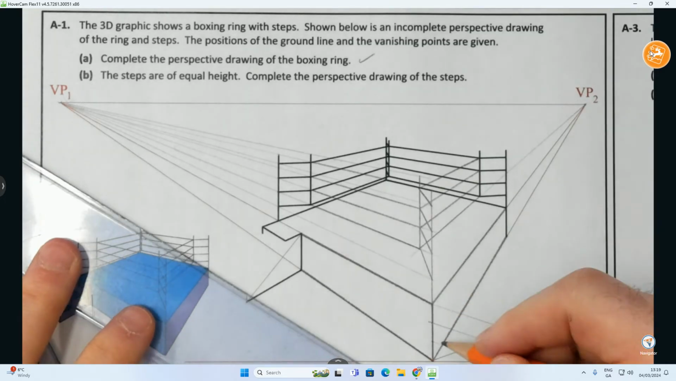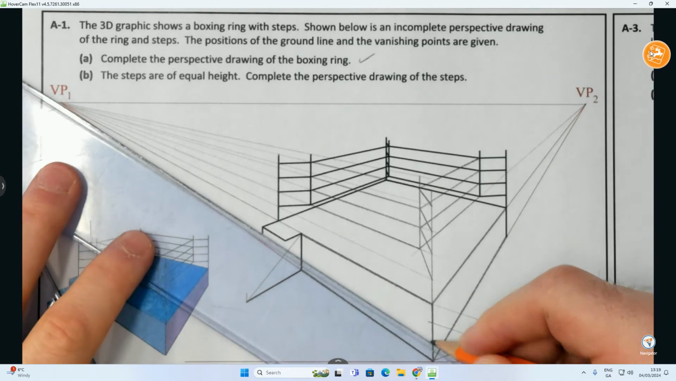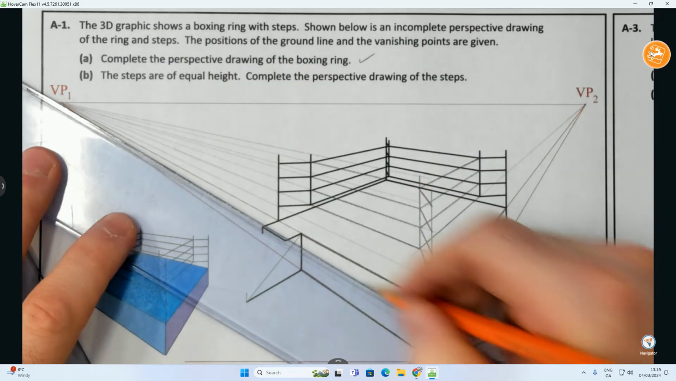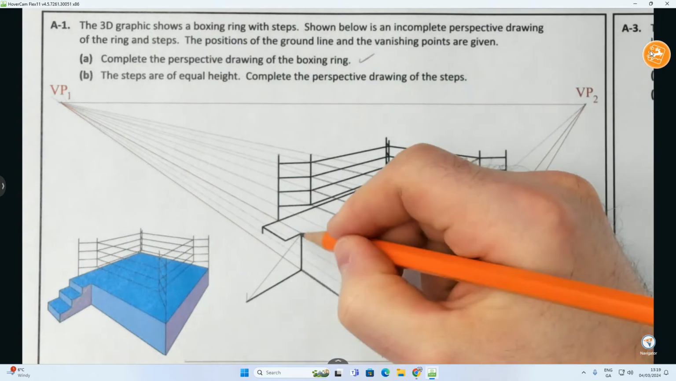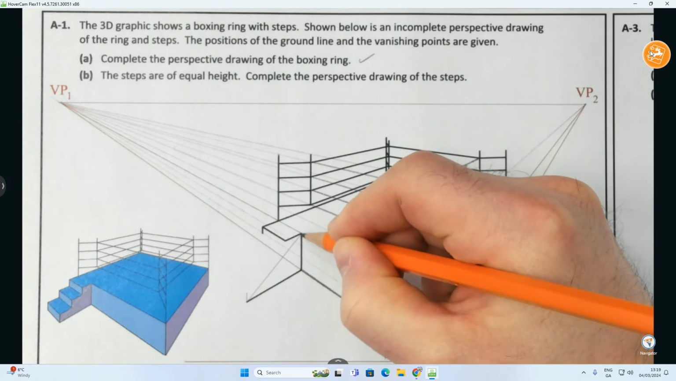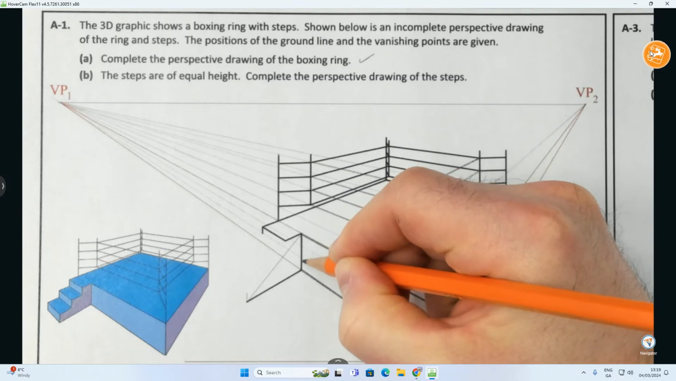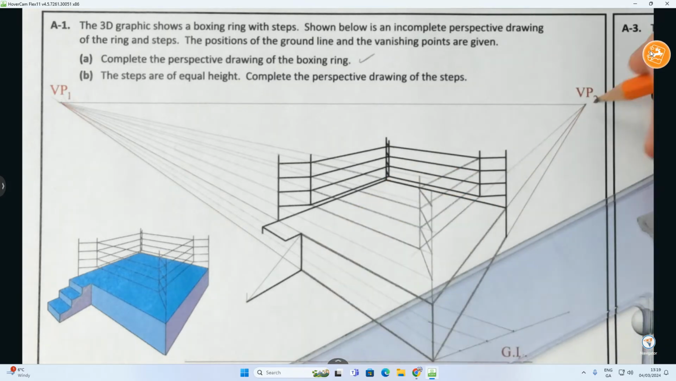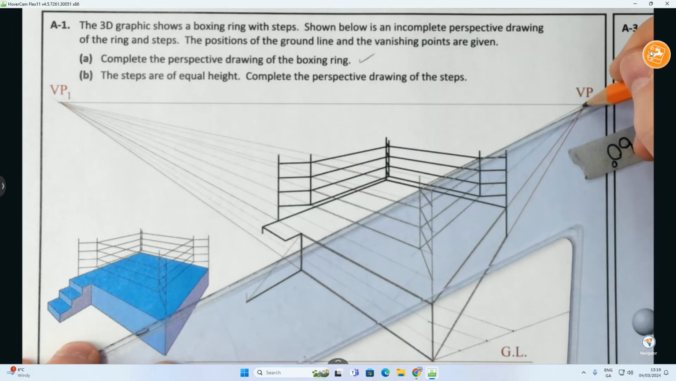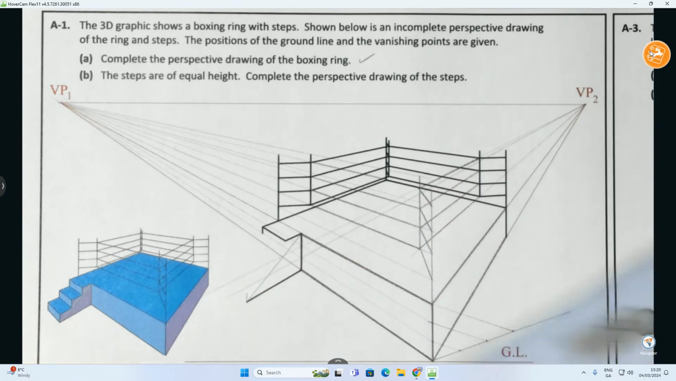Now I'm going to vanish those 2 points all the way back to BP1. What that will help me do then is break this line into 3. There's section 1, section 2, section 3. So that's the height of the top step, that's the height of the middle, and that's the height of the bottom. Now, if I vanish to VP2, if I vanish through those, that'll show me where those are actually going to meet.